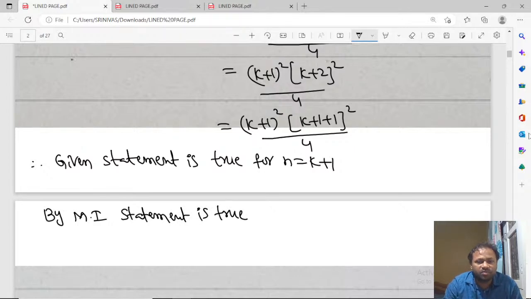So the previous problem and this problem, these are most important. Maximum questions will come from these two for 5 marks.